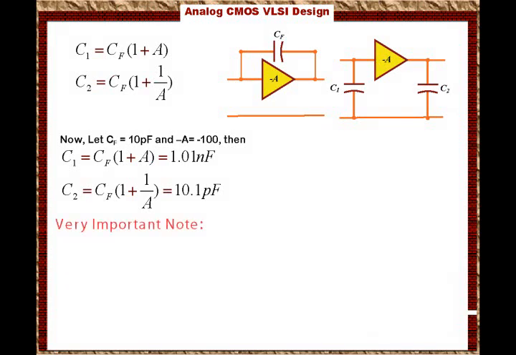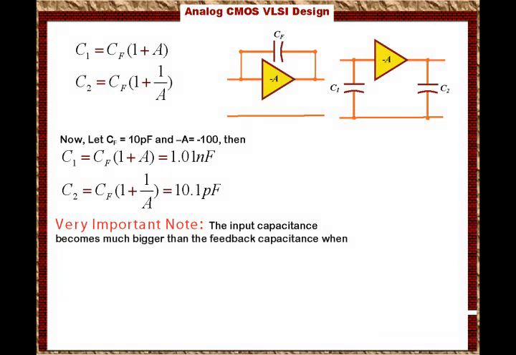So let's state that, very important note: the input capacitance becomes much bigger than the feedback capacitance when the amplifier has negative gain.